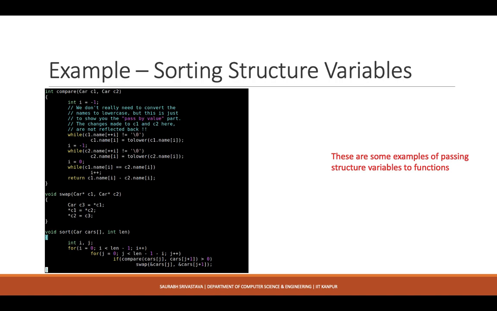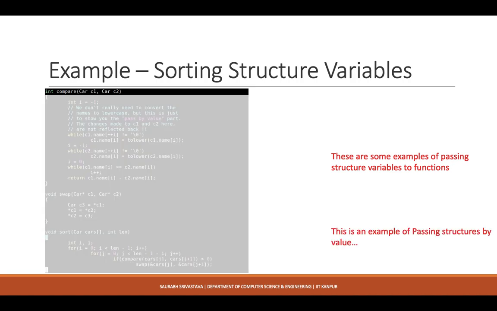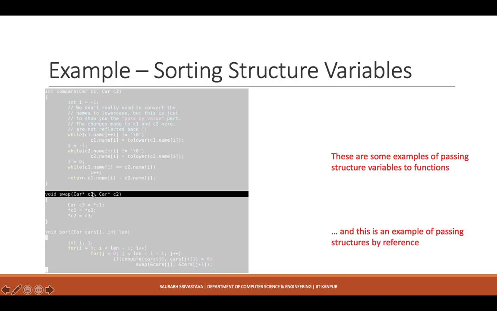What I'm trying to do is sort the same array, right? The same array that we created. I'm trying to sort it. Here I have three different functions for it. This particular function compare is taking arguments like this. So this is basically passing by value, right? There is no asterisk here. There are no pointers here. This is essentially passing the parameters by reference. You can see that asterisk here, right? So you can now understand what it is.